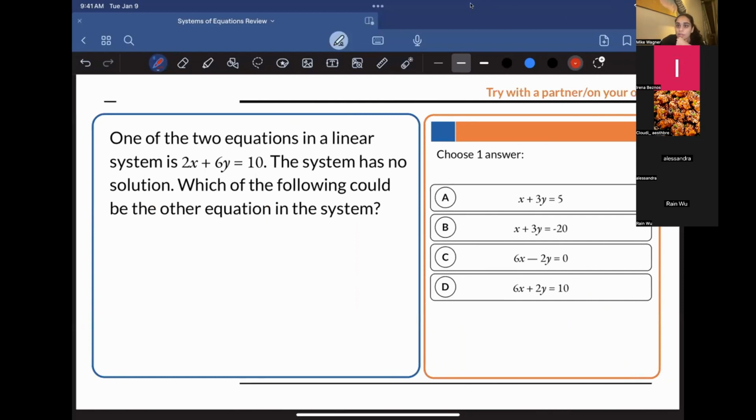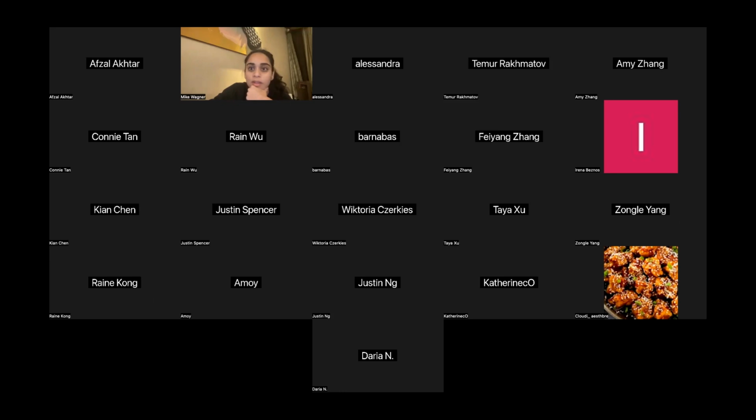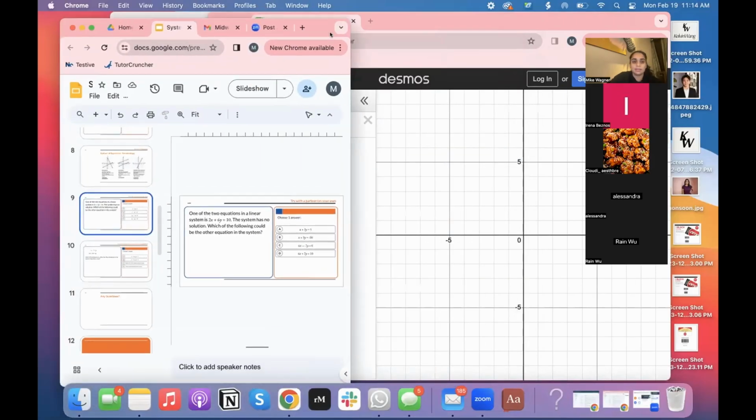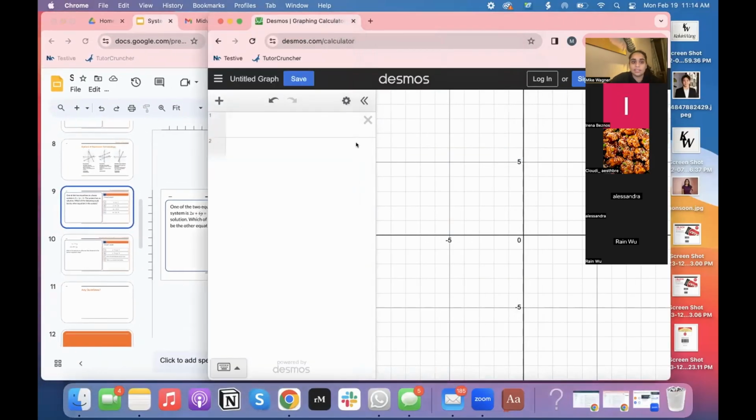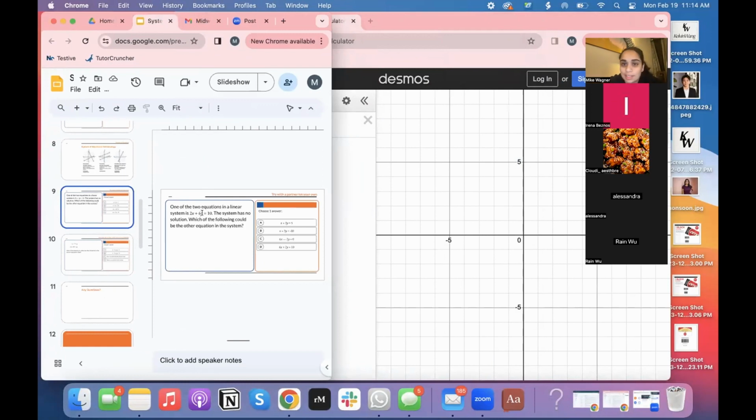For this one, I'm actually going to go ahead and use Desmos. So let me just switch my screen share. Let me fix my screen. Okay, this is horrible to see. And I know you can't see it, but let me just pull it out a little bit.